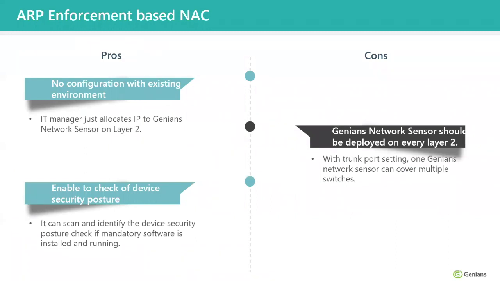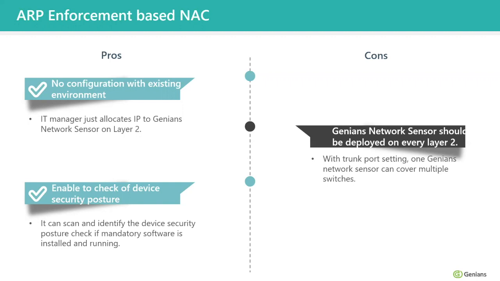Summarizing, there are also pros and cons of ARP enforcement-based NAC. Pros, the first: there is no configuration between the Genian network sensor and other switches or controllers. Pros, the second: Genian NAC can scan and identify the device and check its security posture, such as whether some mandatory software is installed and running. Genian NAC is a more secure way than radius-based NAC because it does authentication and device posture check before accessing the device inside it.